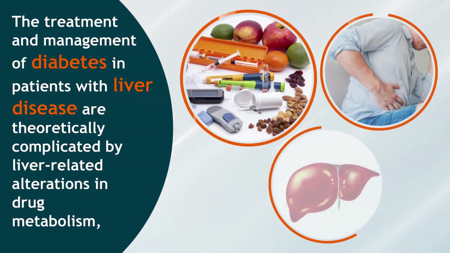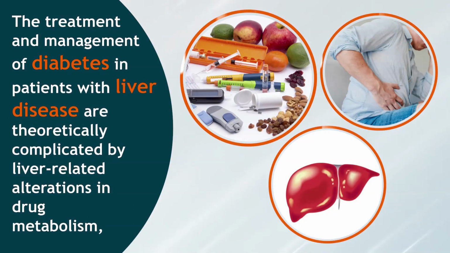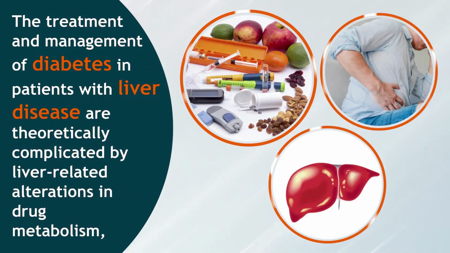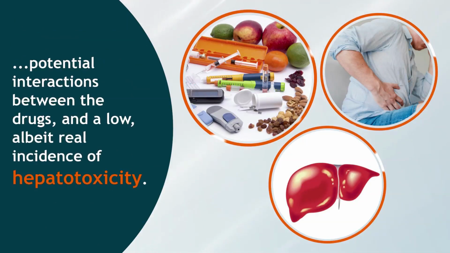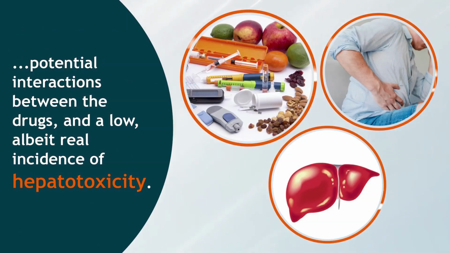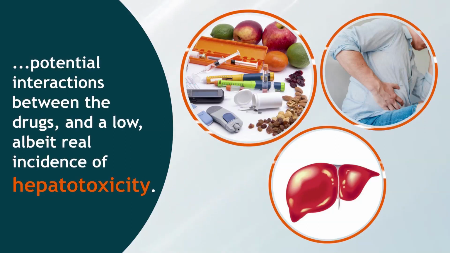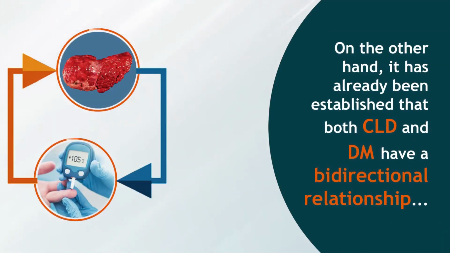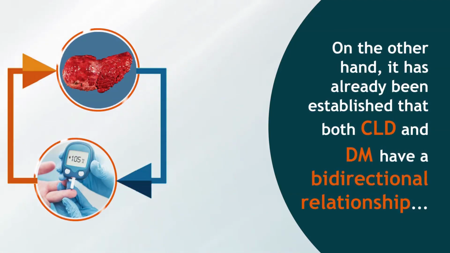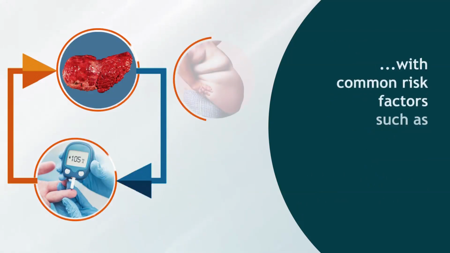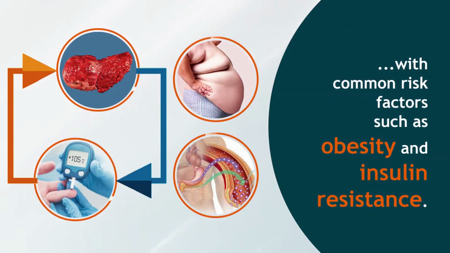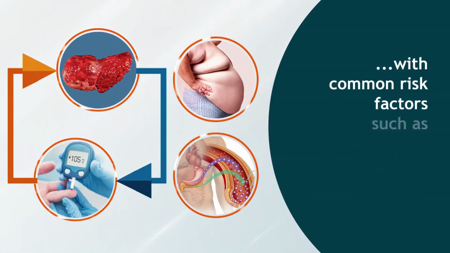Therapeutic options. The treatment and management of diabetes in patients with liver disease are theoretically complicated by liver-related alterations in drug metabolism, potential interactions between the drugs, and a low, albeit real, incidence of hepatotoxicity. On the other hand, it has already been established that both chronic liver disease and diabetes mellitus have a bidirectional relationship with common risk factors such as obesity and insulin resistance.